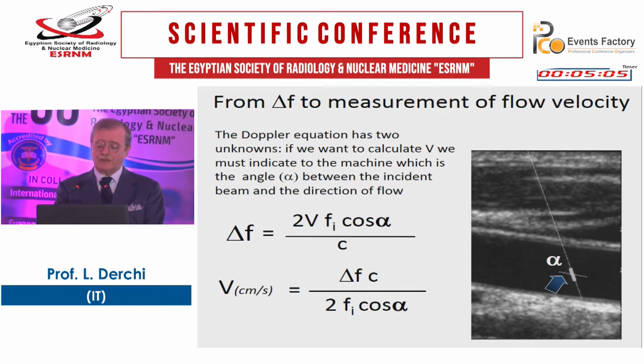If we provide the angle between the direction of flow and the direction of the ultrasound beam, then the machine can measure the velocity. So this has to be done if we want to make reasonable, true measurements of velocity.